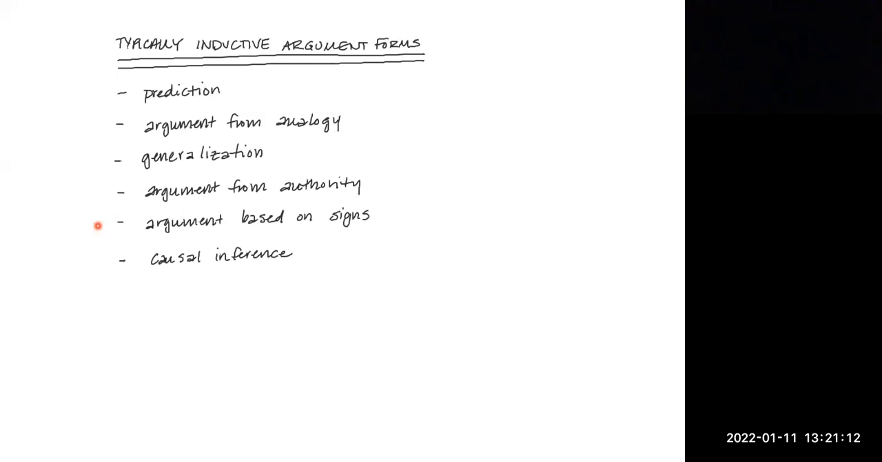The next typically inductive argument form is an argument based on signs, and they mean actual signs, not omens or like a sign from above. They mean written communication. So an argument based on signs is an argument that proceeds from the knowledge of a sign to a claim about the thing or situation that the sign symbolizes.